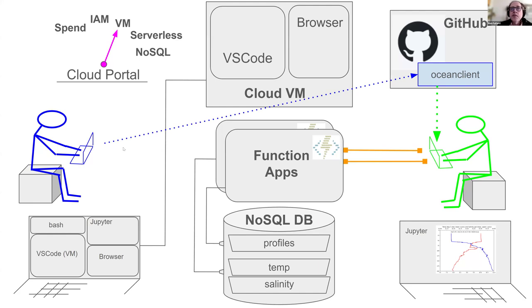Finally, the last thing about this is that the person in blue has created a client, and they have published it through the blue dotted line up on GitHub. That client is called Ocean Client, and it's sitting there minding its own business until the person in green gets wind of it, and they download their own copy of it, and they would run that on their laptop, and that's what's actually making the function app calls, the API calls to the function apps, and pulling the data back.